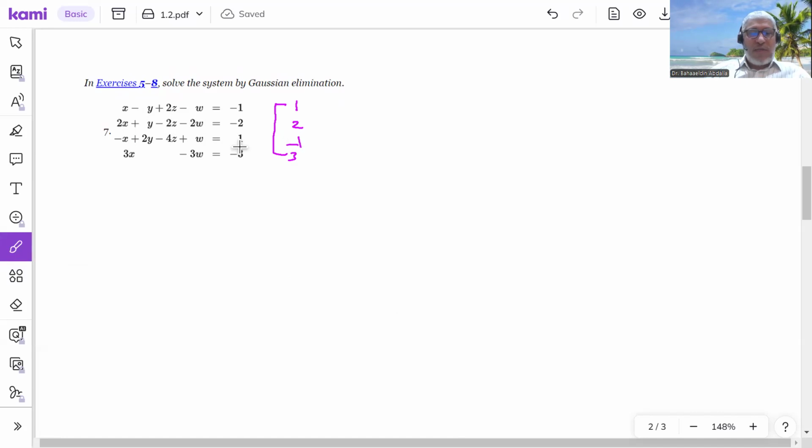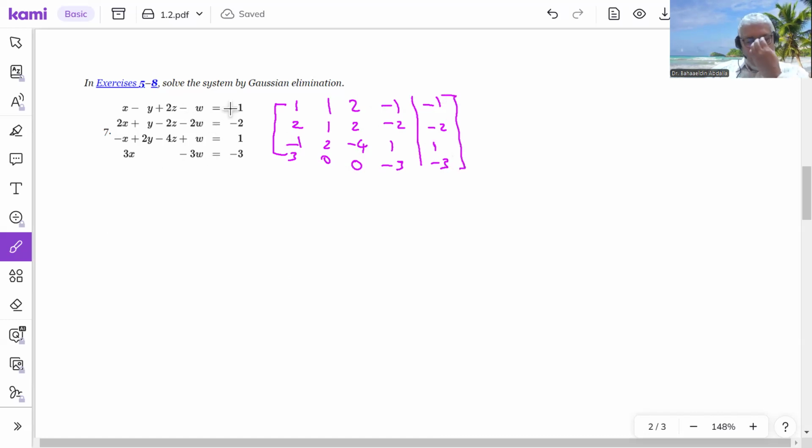The first variable. The second variable y, I have 1, 1, 2, and there is no y in the last equation. Z, 2, 2, -4, and no z in the last equation. For w, I have -1, the coefficient, -2, 1, and -3. And then I have the constants, -1, -2, 1, and -3. So this system is non-homogeneous because the numbers on the right-hand side are not zeros. Well, this is the augmented matrix.